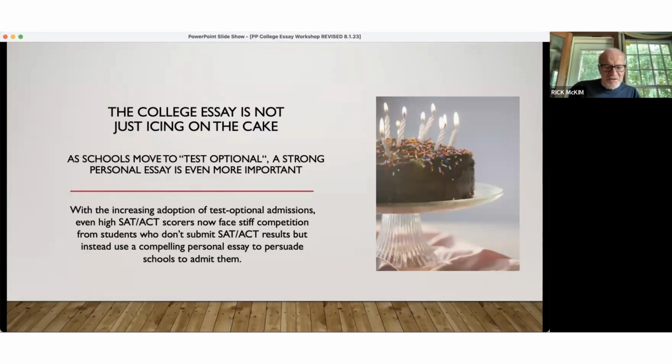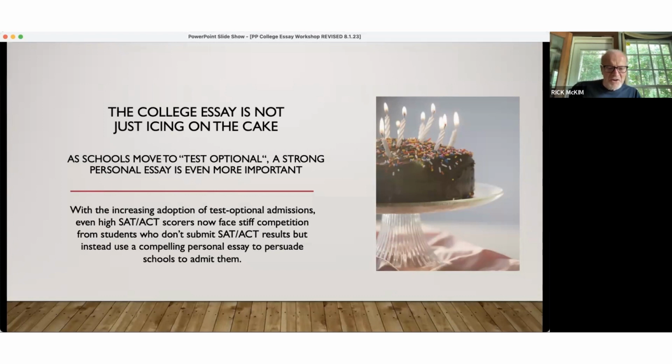A lot of schools are test optional now. The SAT and the ACT aren't as de rigueur as they used to be. And that makes the personal essay perhaps the most important, in fact, I think the most important single element, apart from perhaps your grades, in the application package.